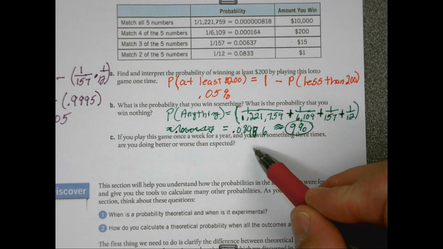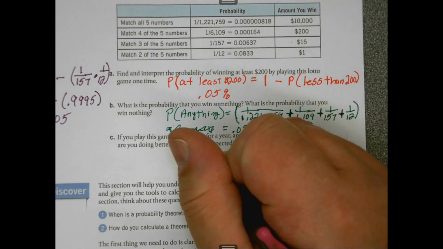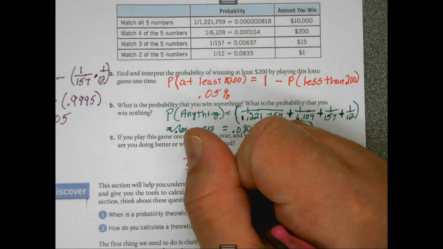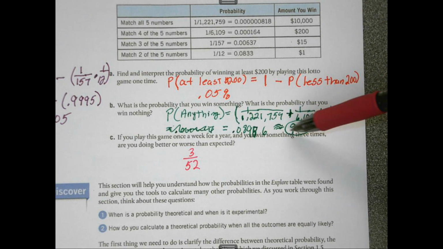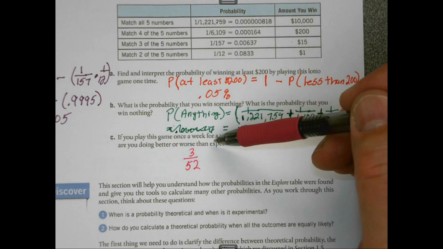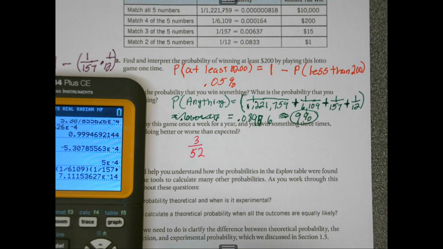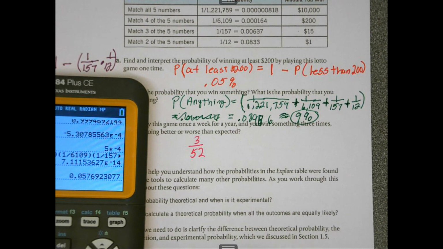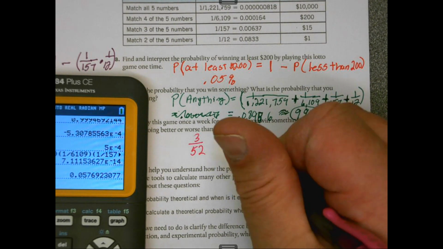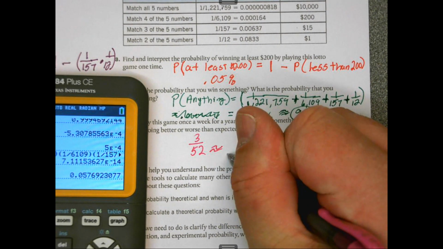If I win something 3 times, so 3 out of 52 weeks, that's what it's asking me. Are you doing better or worse than expected? So let's do 3 divided by 52 weeks. And that gives me approximately 0.06% times of winning when I should have 9%. So doing much worse than expected because I should be doing 9%.